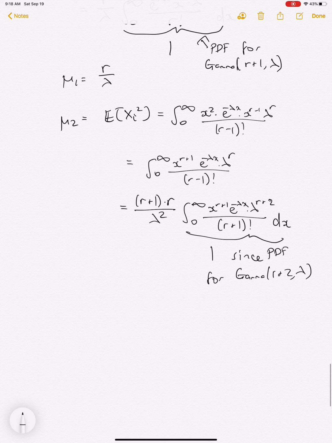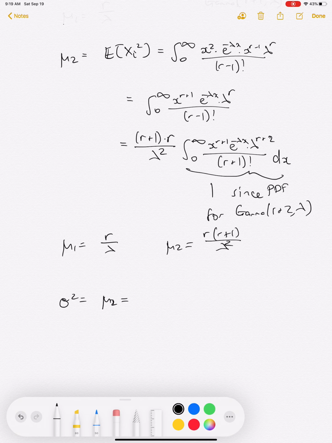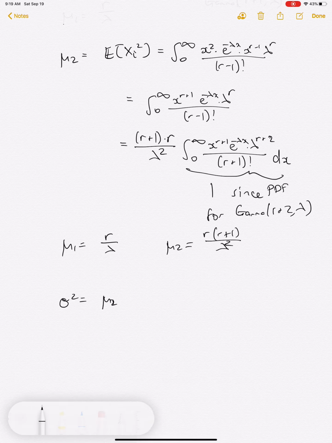Okay, so we have that mu1 is equal to r over lambda. Mu2 is equal to r times r plus 1 over lambda squared. And another thing that you can potentially look up or work out is that sigma squared is mu2 minus mu1 squared, which is equal to r over lambda squared.